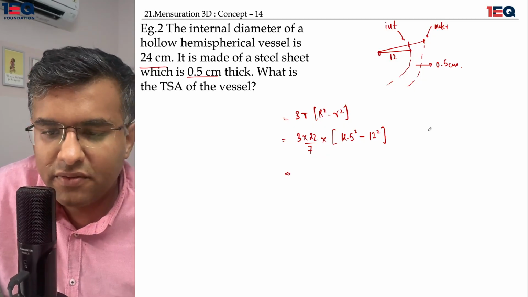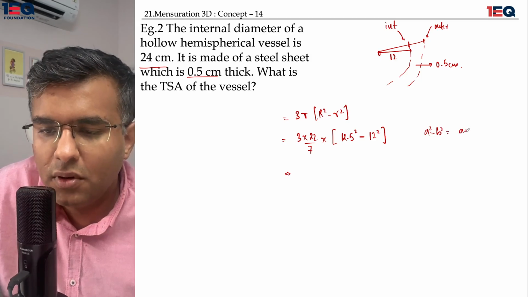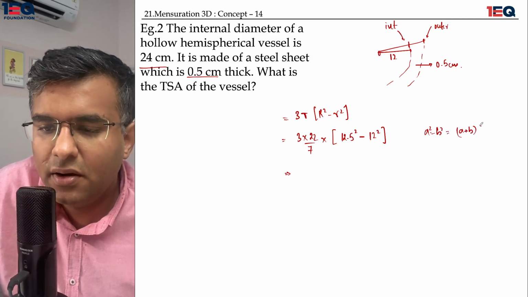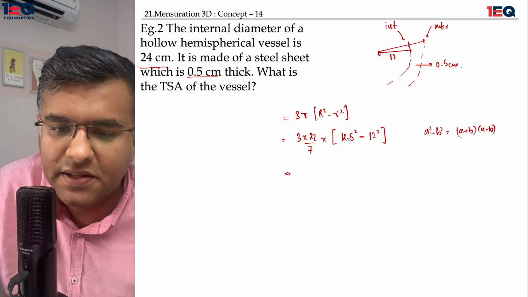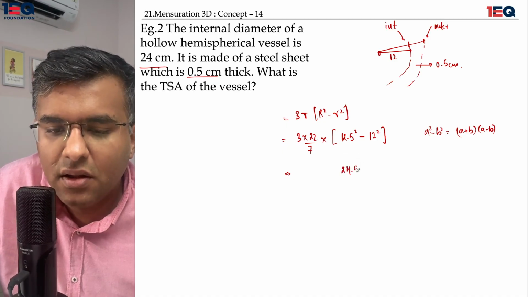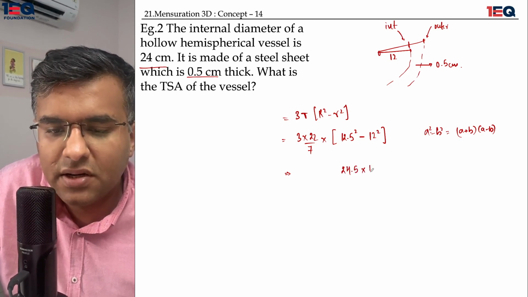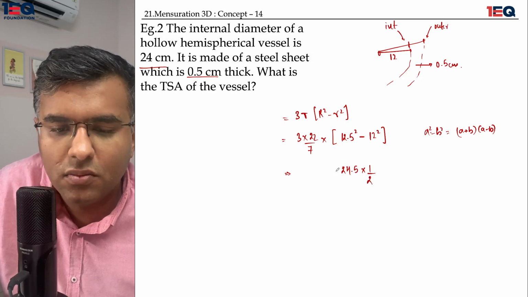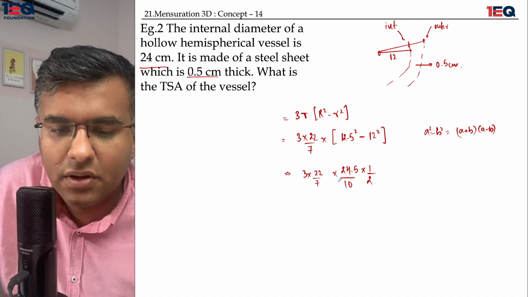We'll be using the formula a square minus b square equals (a plus b)(a minus b). This is going to be 24.5 when it is added, and this is going to be 0.5 when it is subtracted, or I'll simply write 2 or half. So 3 into 22 over 7. I'll use a 10 over here in the end.